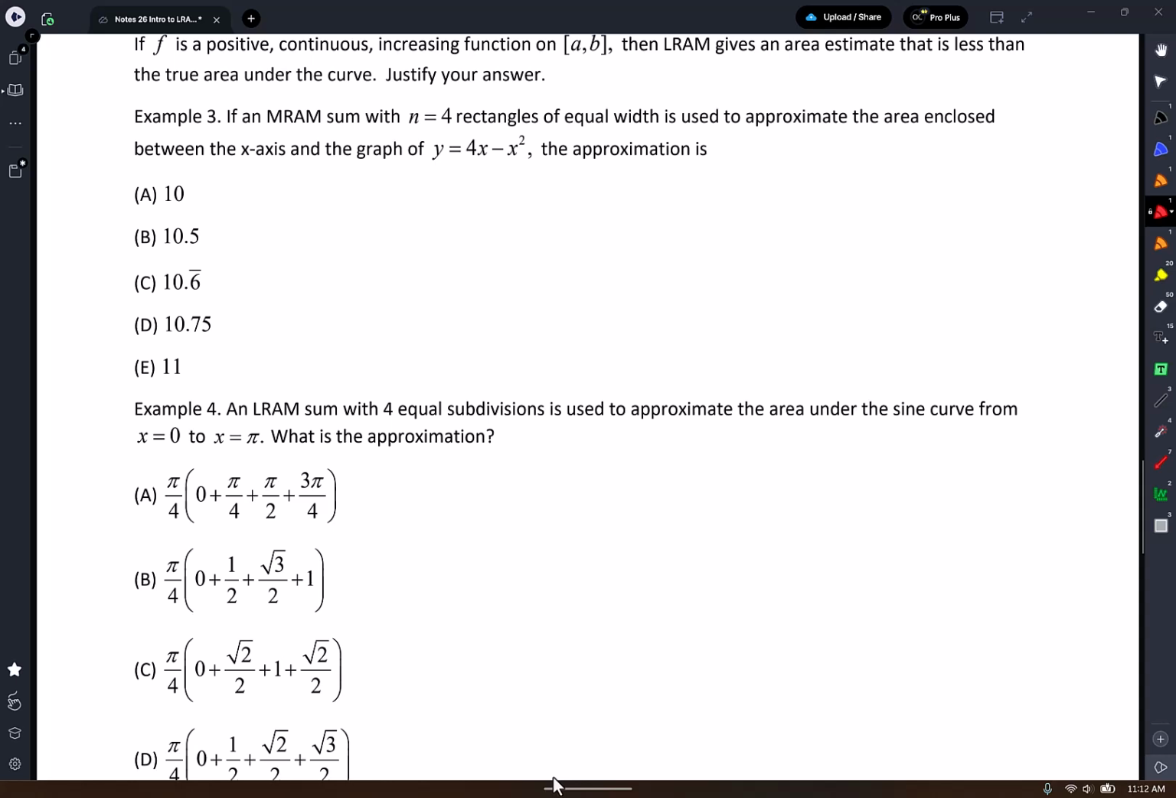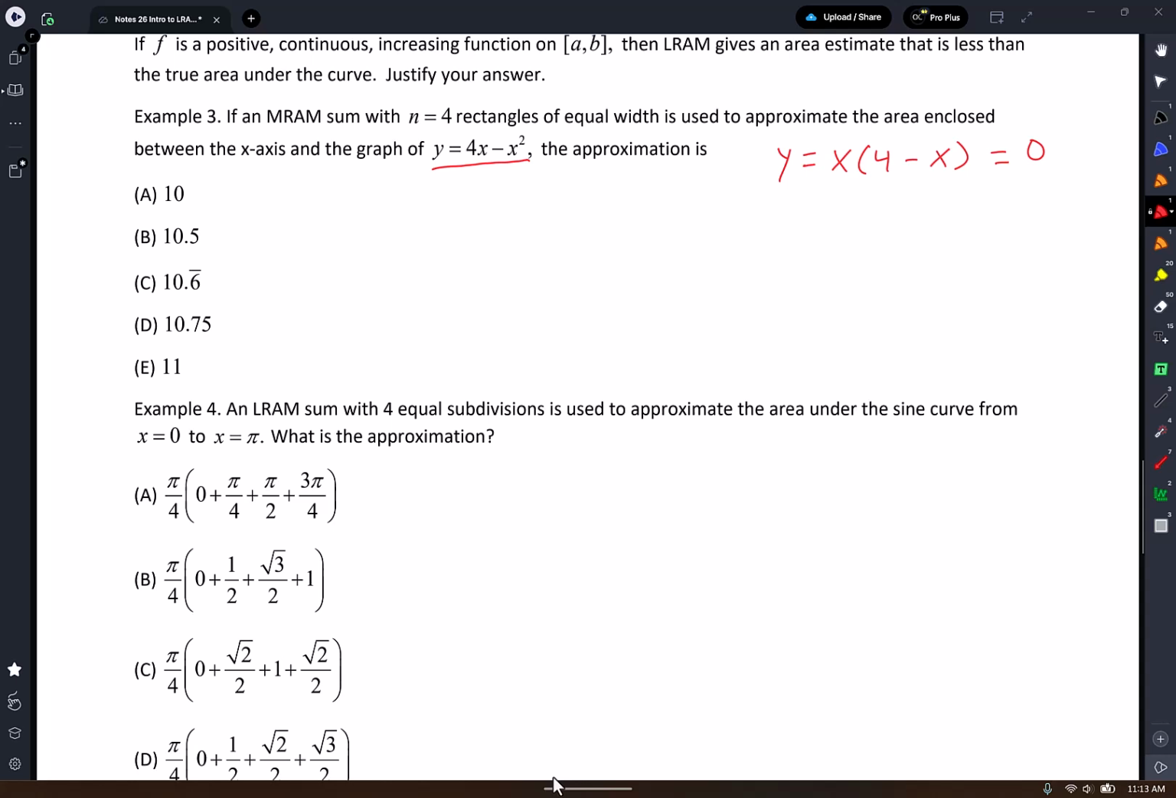If an MRAM sum with n equals 4 rectangles of equal width is used to approximate the area enclosed between the x-axis and the graph of 4x minus x squared, the approximation is, okay. You can be honest. I don't judge. Without a calculator, do you guys think you will be able to do that? Yes. I think you would. It's a quadratic. Check it out. You could factor out an x, and then I'm going to have 4 minus x. So that means if I set this equal to 0, I have a 0 at 0 and a 0 at 4.